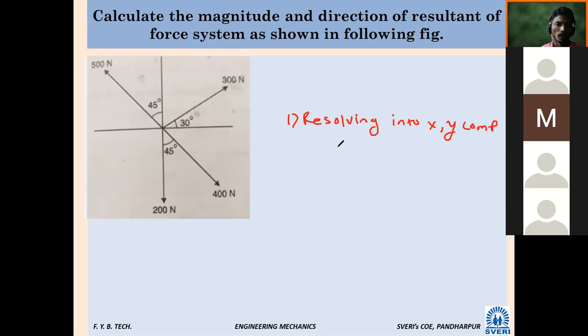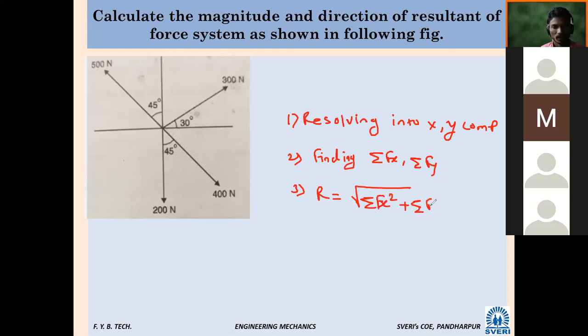Then in the second step, finding the resultant: summation Fx and summation Fy. In the third stage, R is equal to the square root of summation Fx square plus summation Fy square. And fourth, theta is equal to tan inverse of summation Fy upon summation Fx. Likewise we were doing.